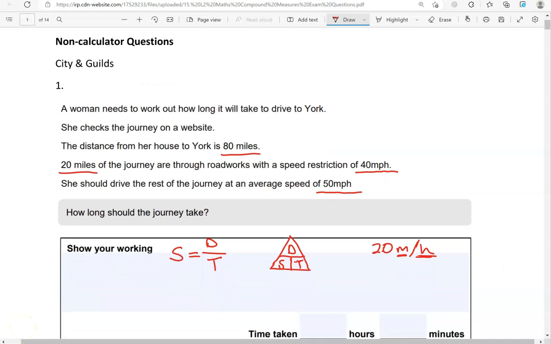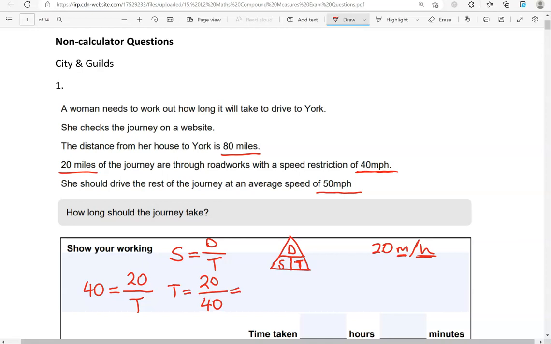We know the speed, 40 miles per hour. Distance is 20 miles. We don't know the time. And what did we say here? To work out time, we do distance divided by speed. So T is equal to 20 divided by 40.